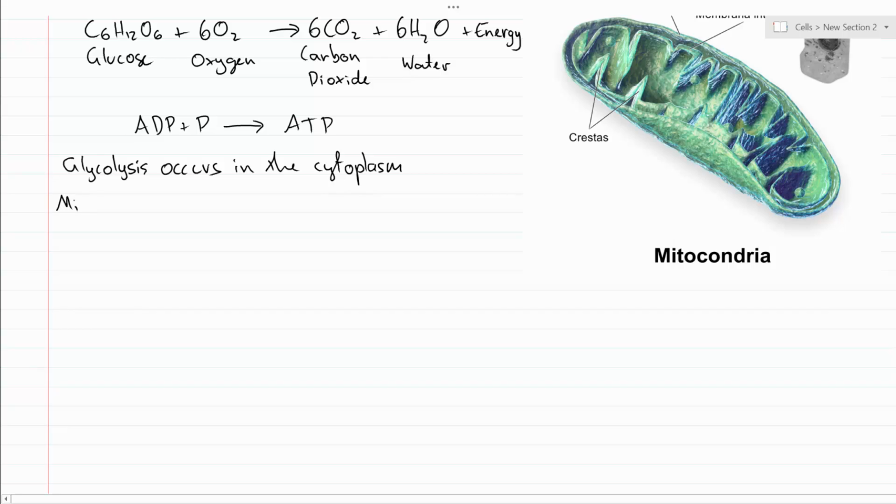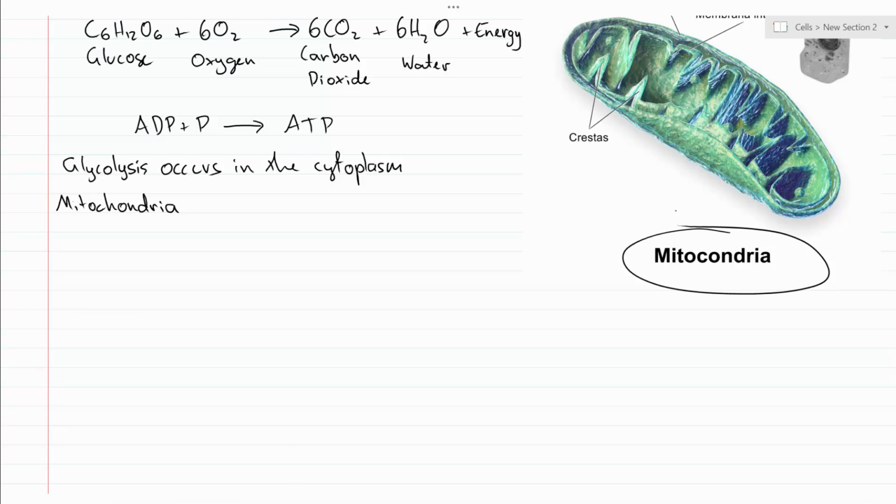Now we move over to the mitochondria, hence the picture over on the right hand side of our mitochondria here. This is where the majority of energy is going to be released, hence why we call mitochondria the powerhouse of the cell, or the energy factory of the cell.